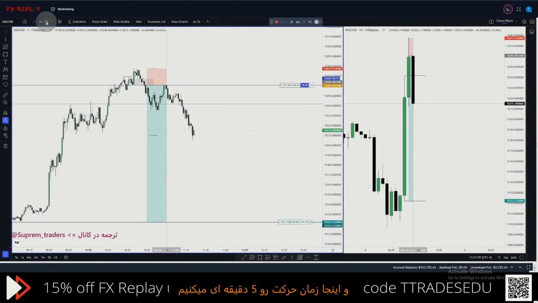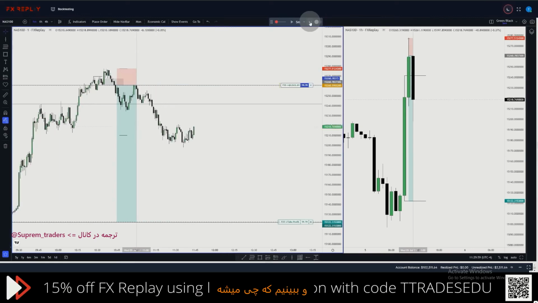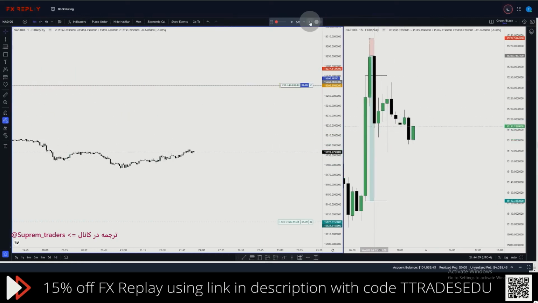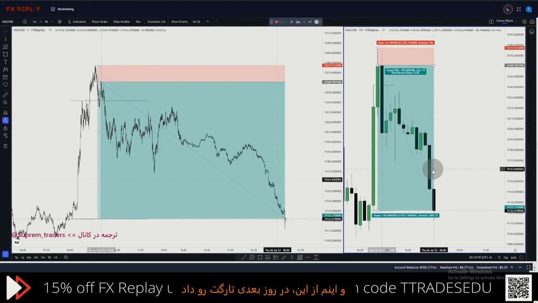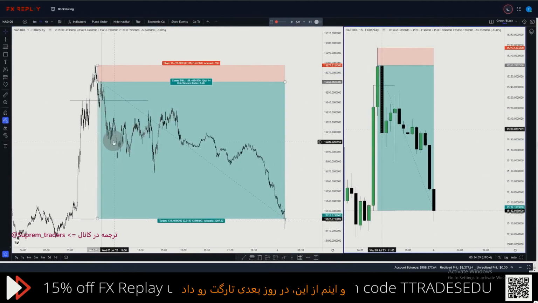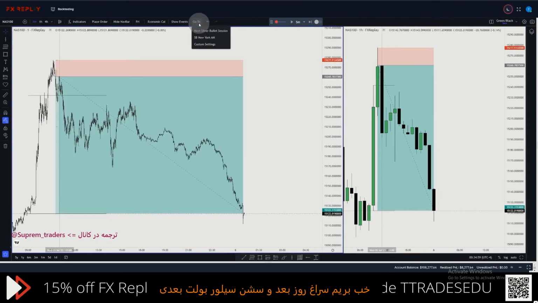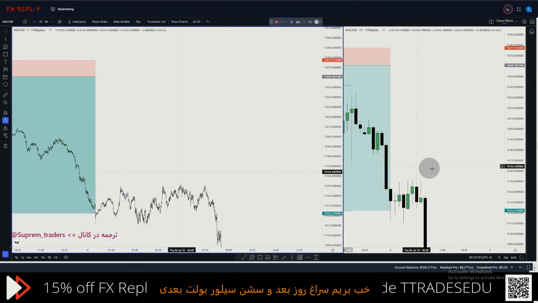And from here, we'll go ahead and go 5 minutes at a time and see how this plays out. And there we go. It took to the next day to hit price target. However, it did offer 3R pretty much directly after the first move. So let's hop into the next day and go to our new silver bullet session.